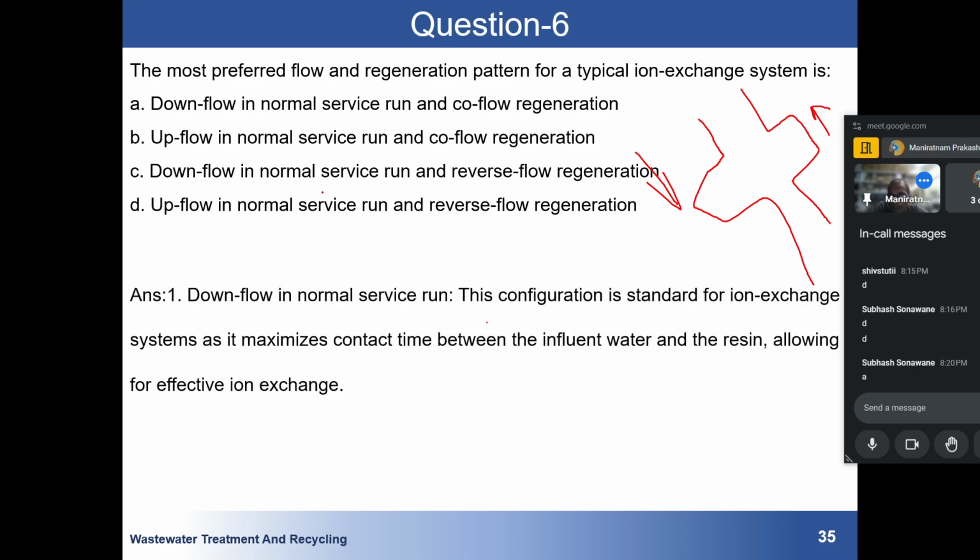So downward flow in normal service run, this configuration is standard for ion exchange systems, and it maximizes the contact time between the influent water and the resin, allowing for effective removal. What will happen is the resins will be here, water will be coming here, and it will be slowly passing. So there will be a proper interaction.